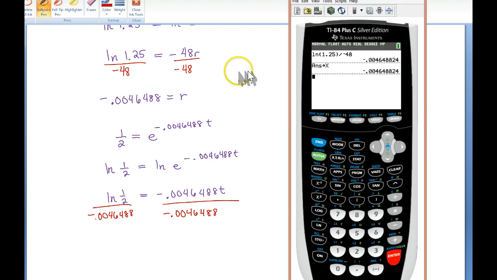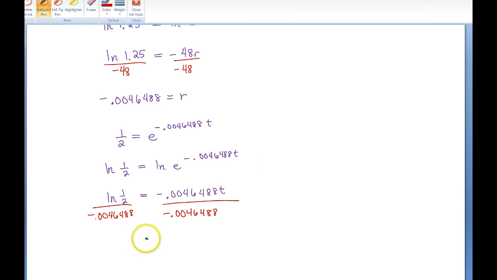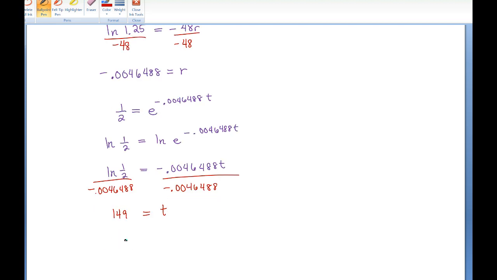So this is where I was saying, if I didn't want to have to type that all in, I could just do ln of 0.5 divided by x, and I get about 149, I believe it was, hours. And there you go. There's your 4-6.